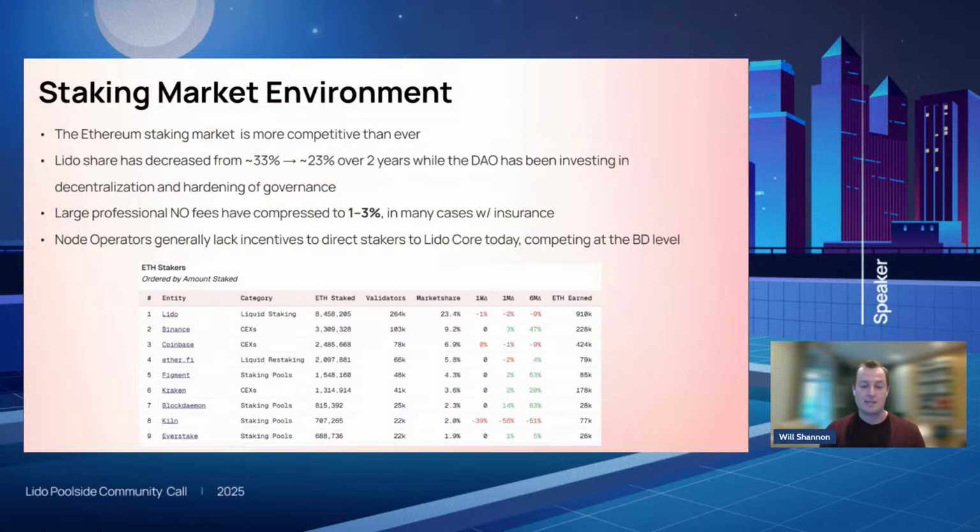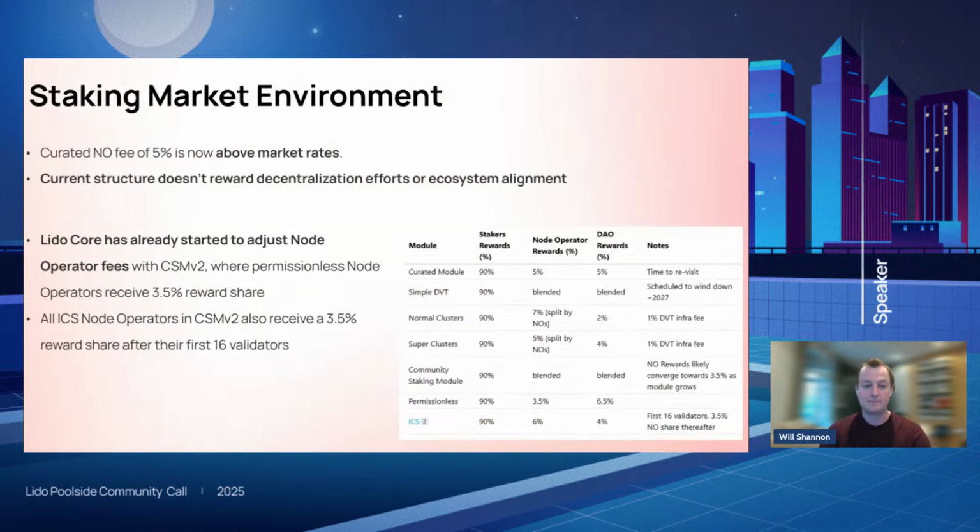And one of these things is, for example, fee compression. So large professional node operator fees have compressed in many cases to between 1 to 3% of staking rewards. In some cases, actually even lower than those numbers. And in many cases, these node operators are also bundling these with insurance. And in the past, node operators have generally lacked incentives to direct stake to Lido Core. That's because stake would be distributed across the various modules. They would be distributed across the different node operators. And so effectively, node operators have been competing at the BD level.